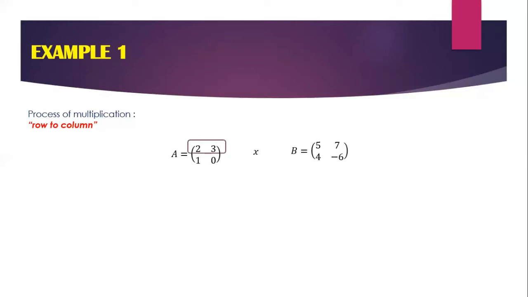Example 1. The process of multiplication is row to column product. Matrix A is 2, 3, 1, 0, times matrix B, 5, 7, 4, minus 6. The 2, 3 components go to the 5, 4 components. The product is 2 times 5 plus 3 times 4. We got 22.